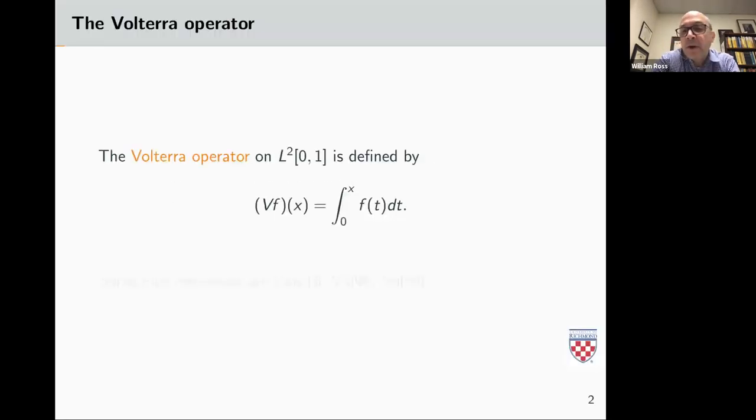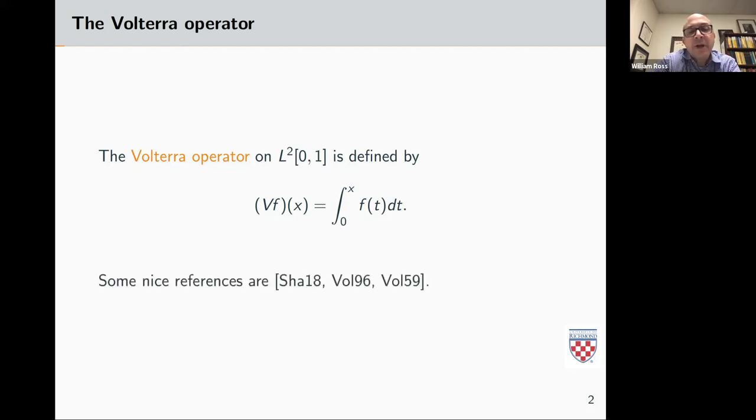I selected the Volterra operator first because I don't have to work very hard defining the ambient space. It's just L2 of 0,1. And then the operator is also very easy. It's sort of anti-differentiation.